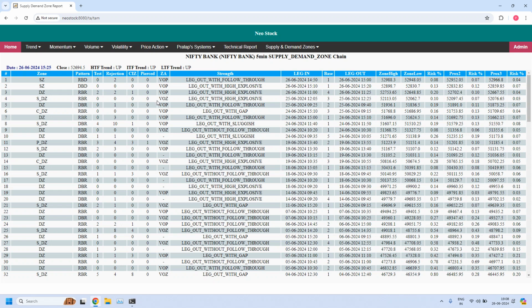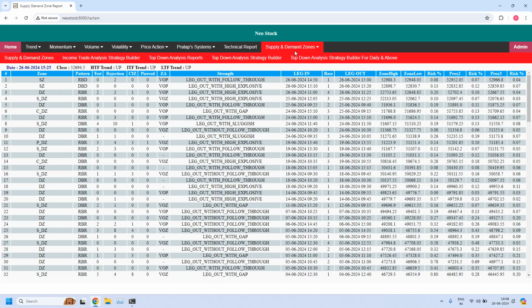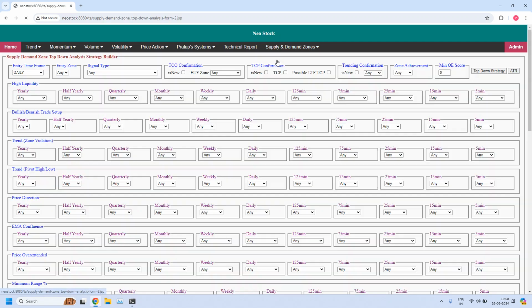Okay, these are the Nifty and Bank Nifty supply demand zone chain. Next report we will generate bullish and bearish trade setups. First we will start with the bullish trade setup for monthly income trade. Entry time frame is daily. Bullish trade setup entry zone is demand zone, and in bullish or bearish trade setup daily time frame I am selecting the value bullish.